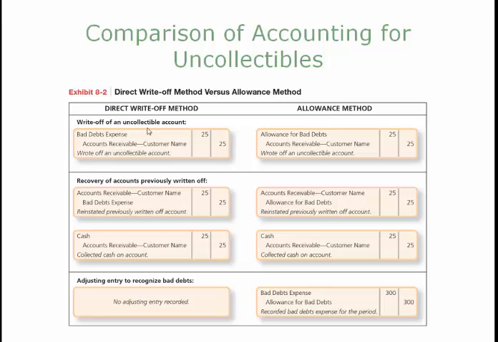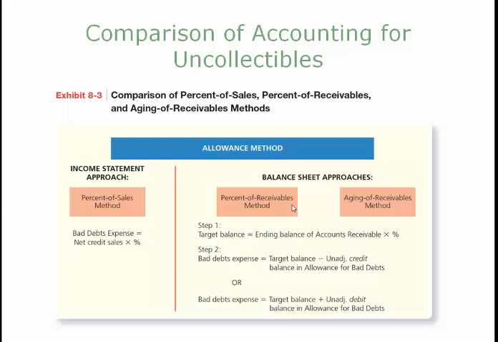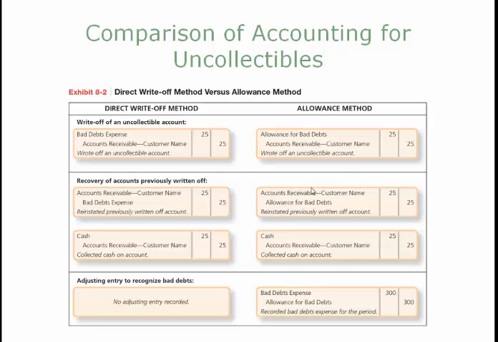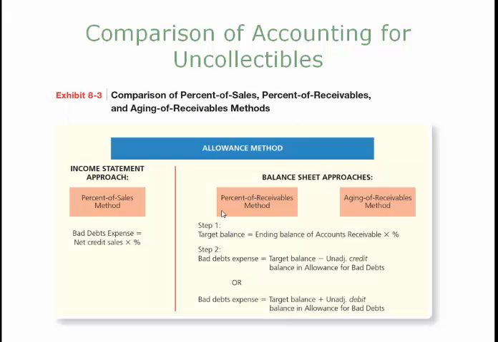So really all we're doing is reversing the entries for both of these. And then the next one is just basically paying when they pay you. That's all there is to that. And then there's an adjusting entry that you do in the allowance method, and there is nothing in the direct write-off method. You just write stuff off as it comes and as appropriate. So this is a quick summary.